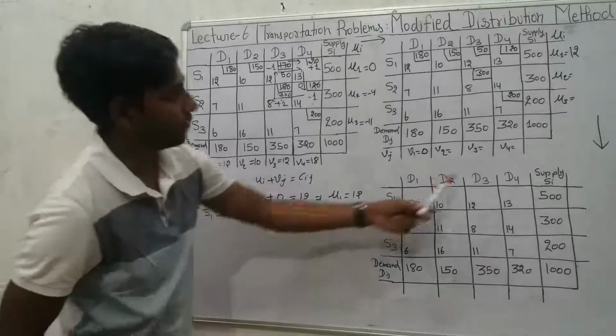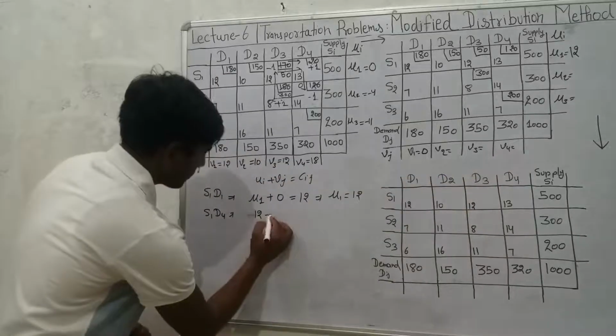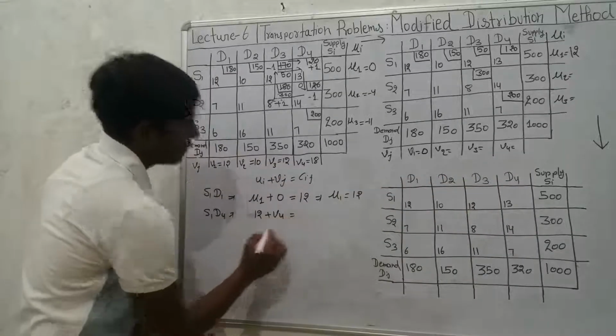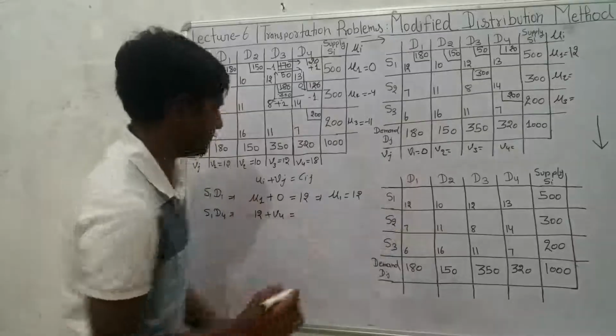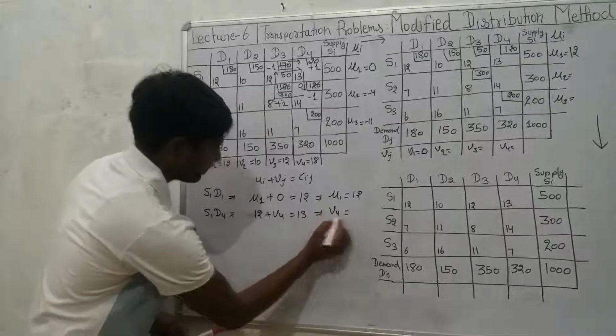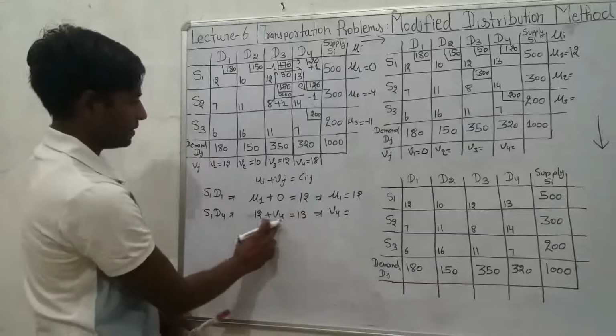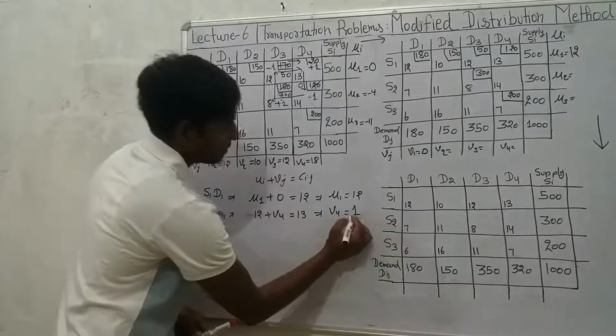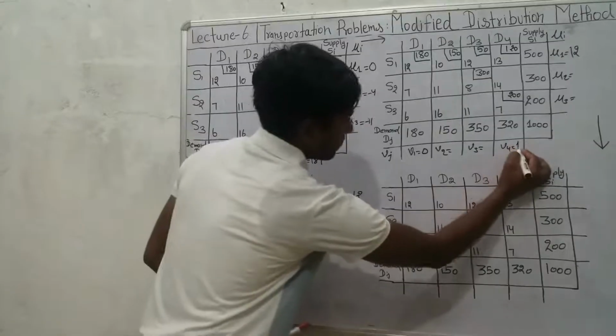What is the value of v? We don't know. It is v4. And what is the value of cij? It is 13. So what would be the value of v4? 13 minus 12, that is equal to 1. So v4 is equal to 1.